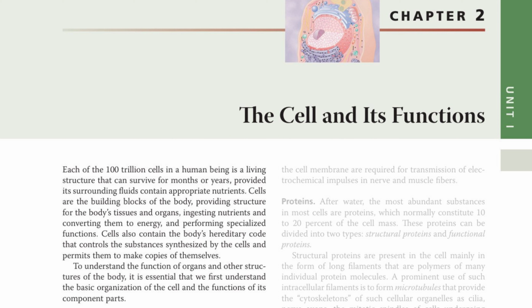Each of the 100 trillion cells in a human being is a living structure that can survive for months or years, provided its surrounding fluids contain appropriate nutrients. Cells are the building blocks of the body, providing structure for the body's tissues and organs, ingesting nutrients and converting them to energy, and performing specialized functions. Cells also contain the body's hereditary code that controls the substances synthesized by the cells and permits them to make copies of themselves. To understand the function of organs and other structures of the body, it is essential that we first understand the basic organization of the cell and the functions of its component parts.